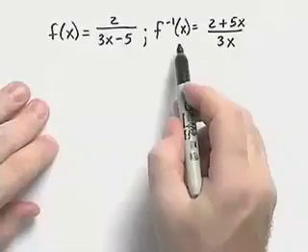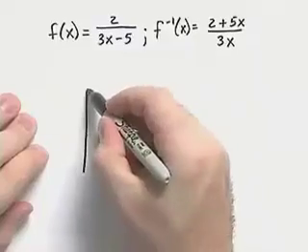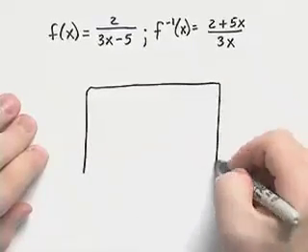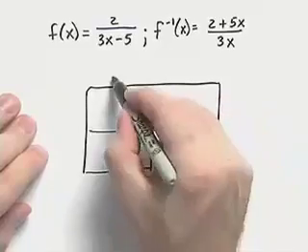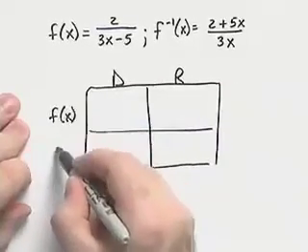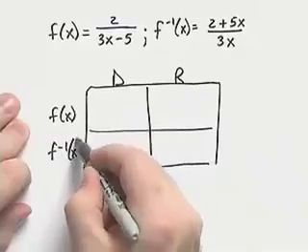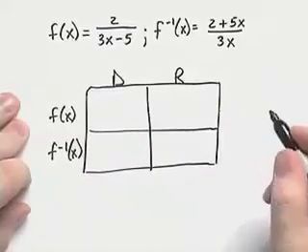Next, we're going to find the domain and range for the function and the inverse. Here we have our function and our inverse function written down. We're going to create a table where we can summarize our information. So we're going to have the domain and the range. And we're going to look for f of x and f inverse of x. Finding the domain is often easy. The range can be difficult.